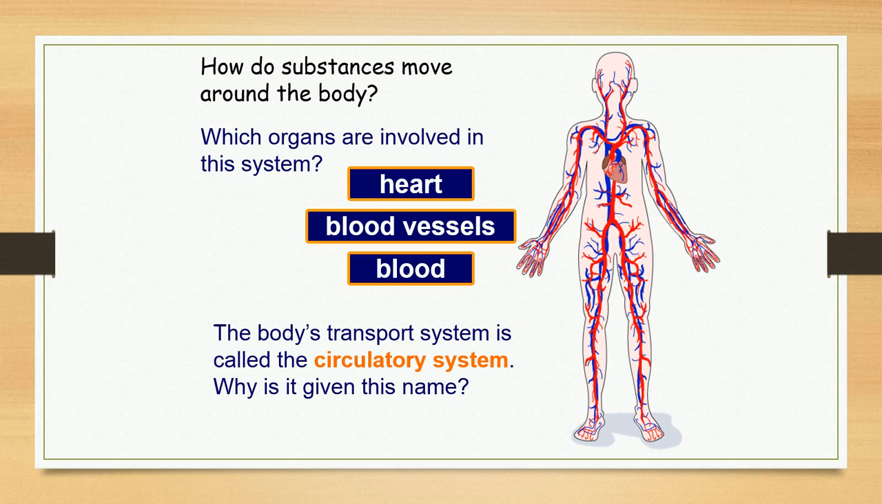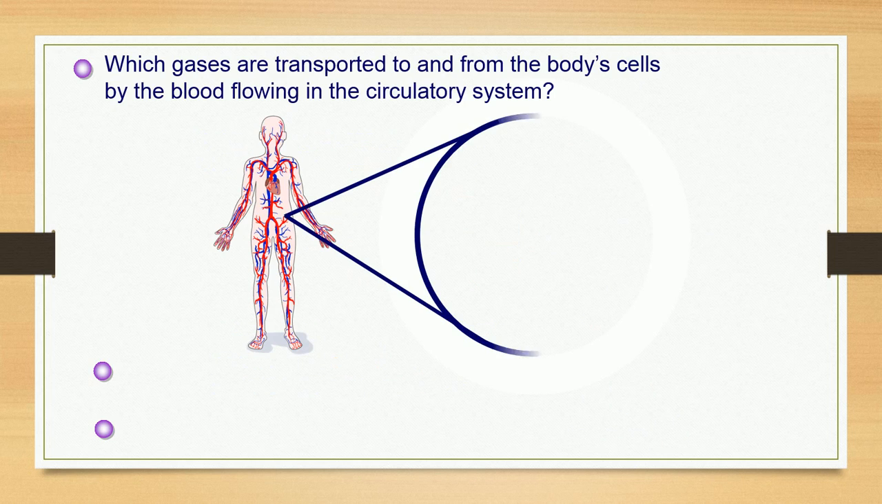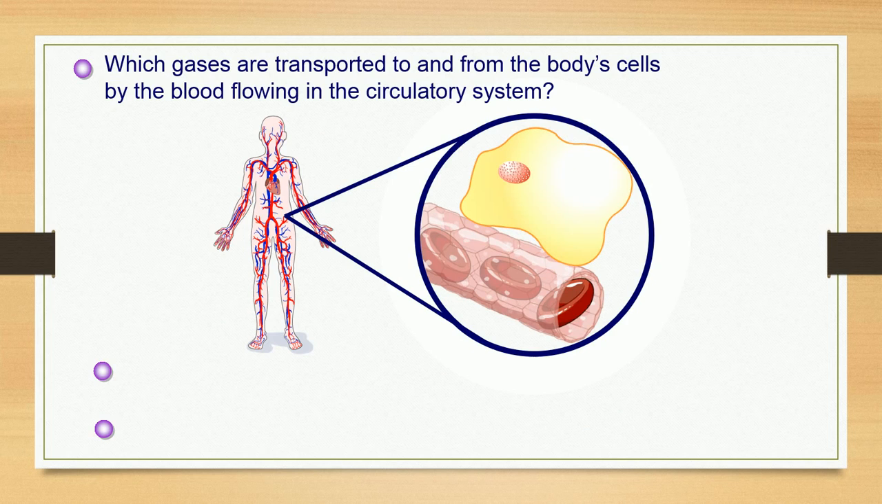It is not only helping substances which are useful for the body, but also waste substances such as carbon dioxide, which are transported out of the body from gas exchange surfaces. So we need to understand that the circulatory system helps all these substances move around the body, whether they are useful or waste substances.